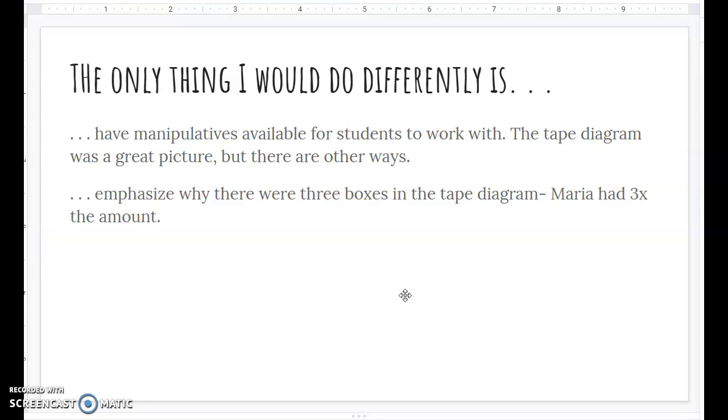The tape diagram was a great picture. That's what I drew when she was first telling the students to draw a picture, the tape diagram. And then the second thing that goes along with that is she never emphasized why there were 3 boxes in the tape diagram. That is important. The $24 was divided into thirds because it was 3 times more. So she needed to make that connection with the students so that they understood why there were 3. And then that one, the box on the bottom, where does that box come from? Well, that's the part that Wayne had. So I thought she did an excellent job.